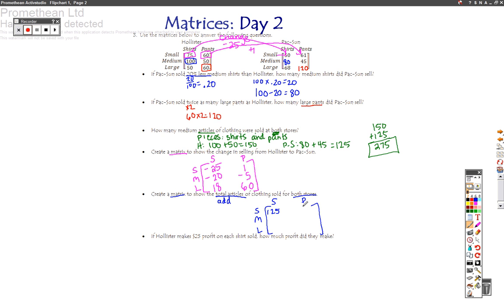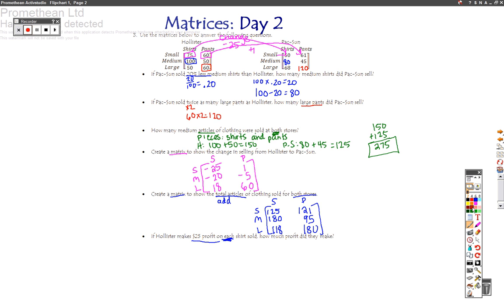60 and 61 gives me 121. 100 plus 80 gives me 180. 50 plus 45 gives me 95. 50 plus 68 gives me 118. And 60 plus 120 gives me 180. If Hollister makes $25 profit on each, that's an important word, shirt sold, how much profit did they make?